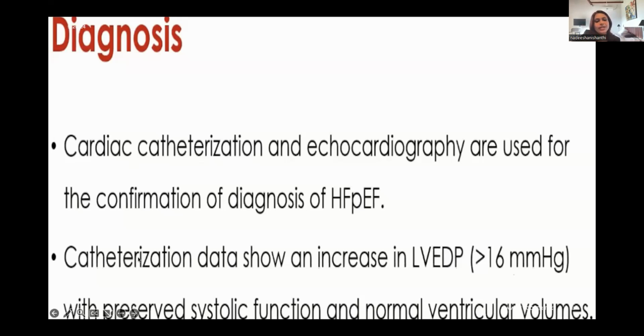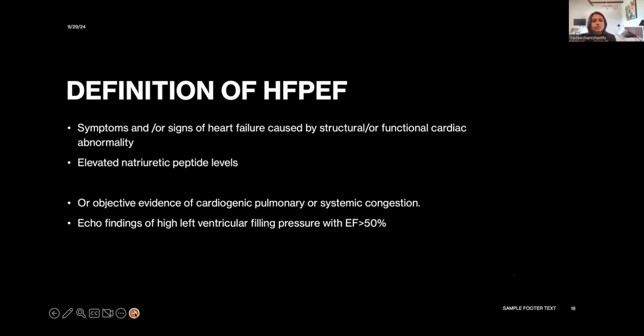Because left ventricular end diastolic pressure measurement is the ideal, but cardiac catheterization we can't do in the hospital for each and every patient. And then go by the symptoms and signs. Symptoms and signs of heart failure like ascites, effusion, bendopnea, elevated jugular venous pressure, and also higher left ventricular filling pressure. Echo findings of high left ventricular filling pressure.